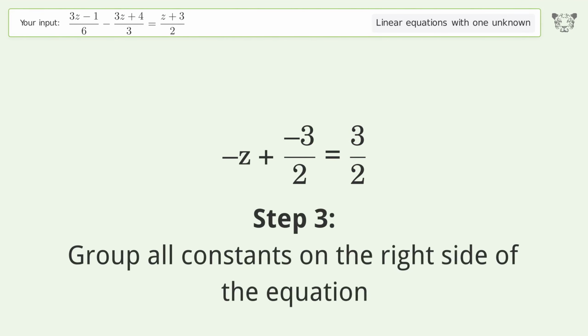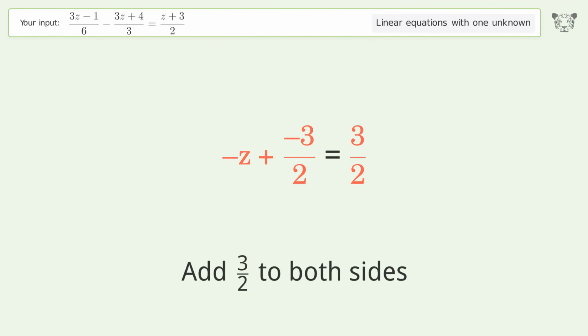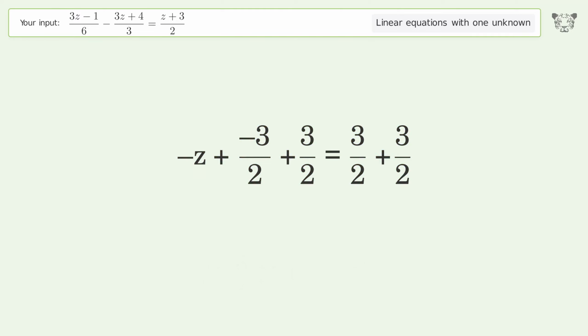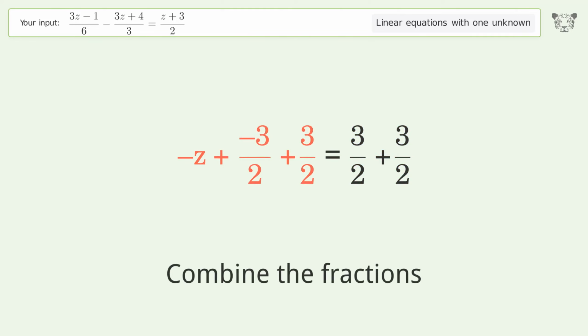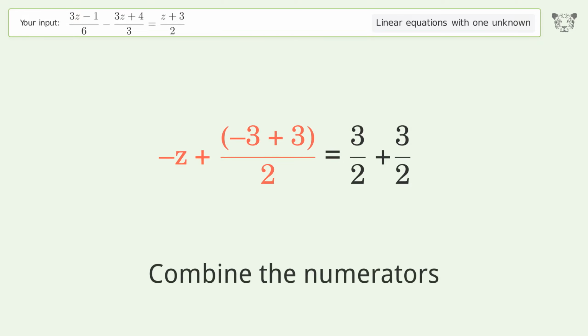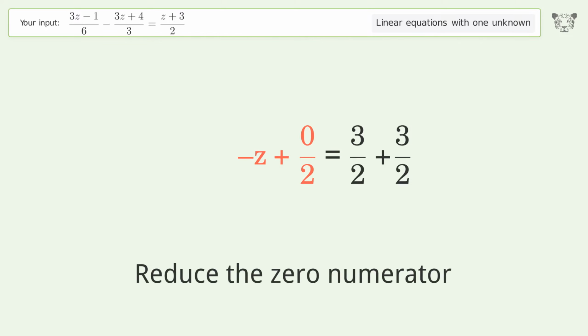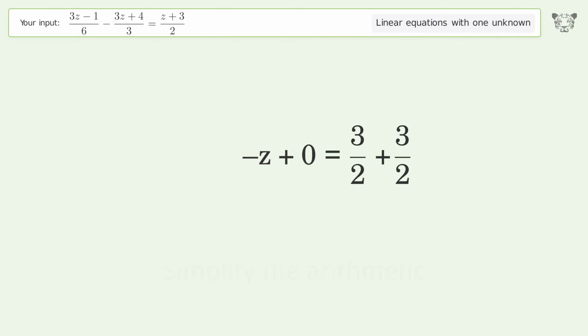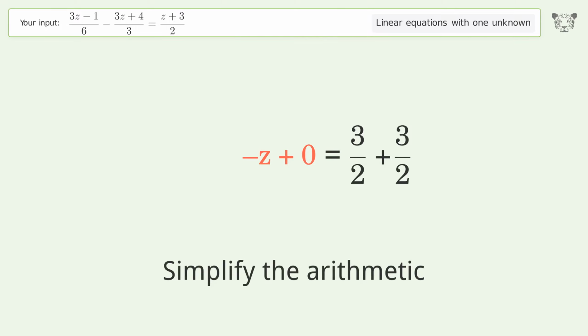Group all constants on the right side of the equation. Add 3 over 2 to both sides. Combine the fractions. Combine the numerators. Reduce the zero numerator. Simplify the arithmetic.